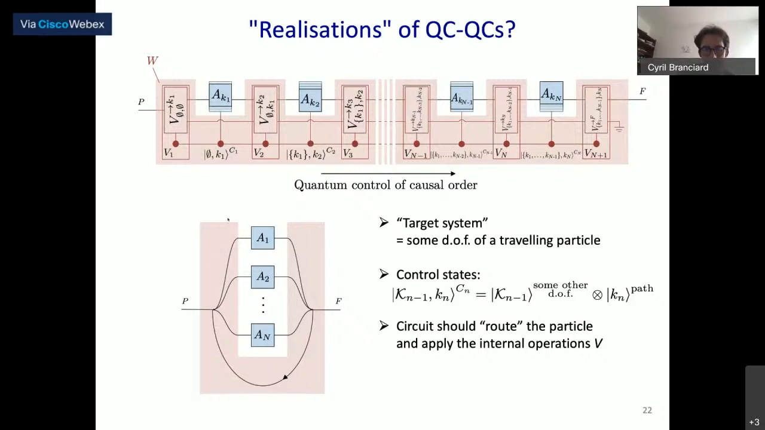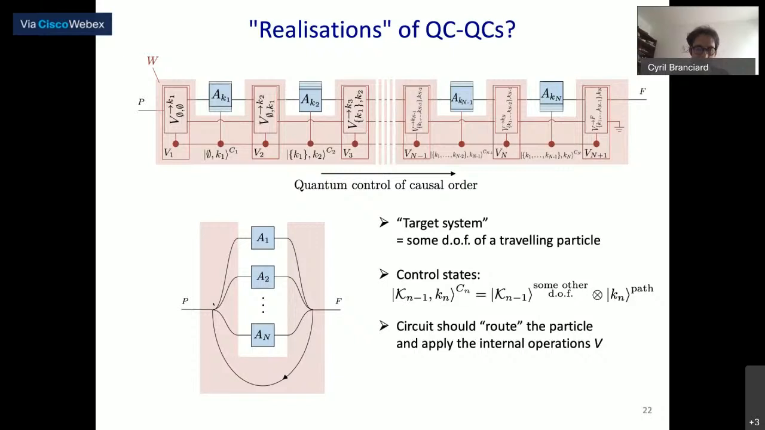And then between each time slot here, we'd have the circuit that would route back the particle to the right positions there, possibly in a superposition, and also applying at the same time those internal operations. So in such a case, the control states would just be the path of the particle, and some other degree of freedom, which would be used to record which operations have been applied before. And again, the circuit should route the particle and apply the internal operations as well.